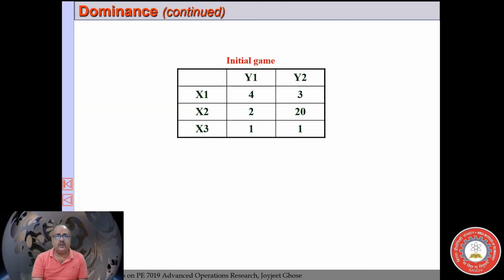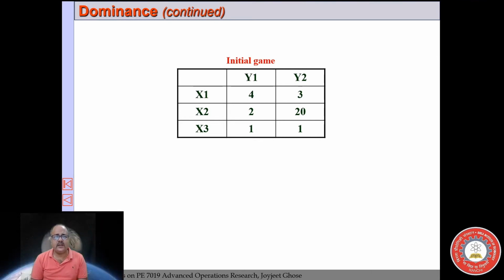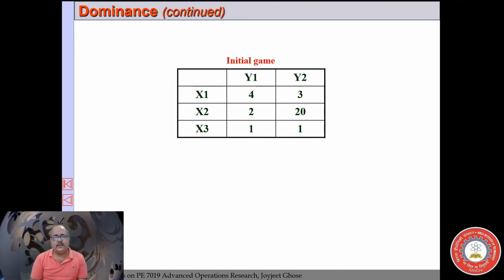So we'll move on to a particular example. Let's say this is an example where two players, X and Y, are there. X has 3 strategies and Y has 2 strategies. Obviously this game cannot be solved by the algebraic method.